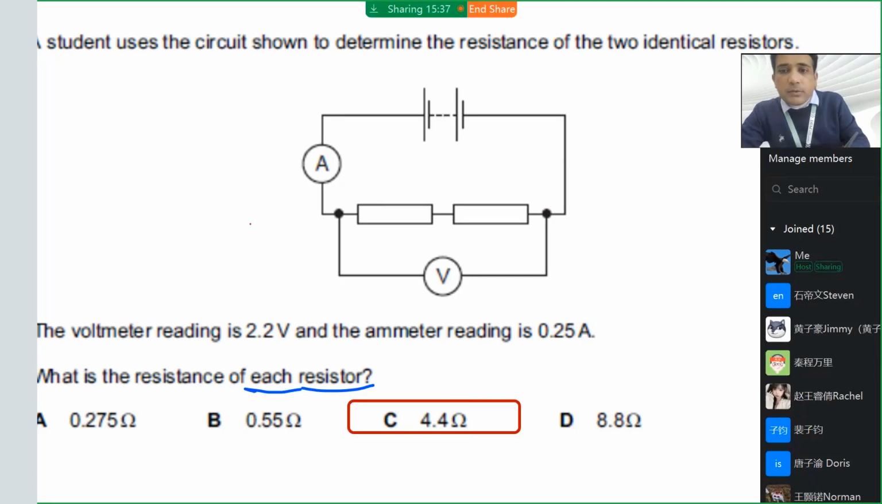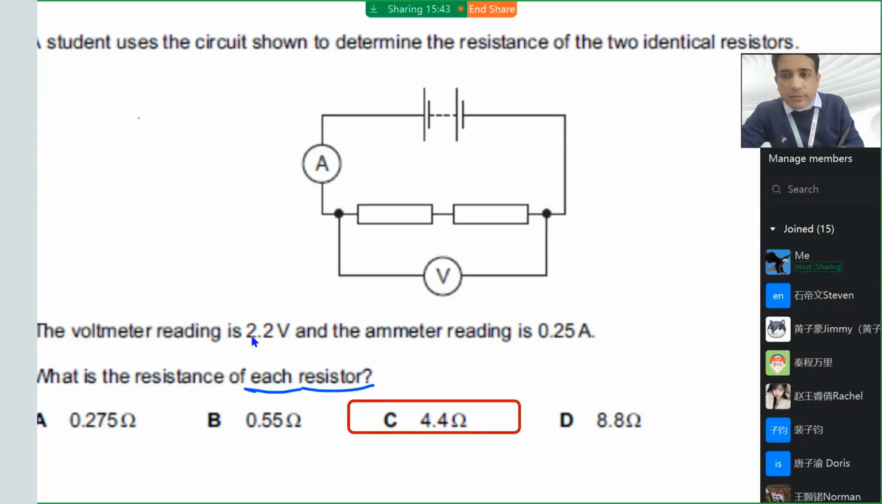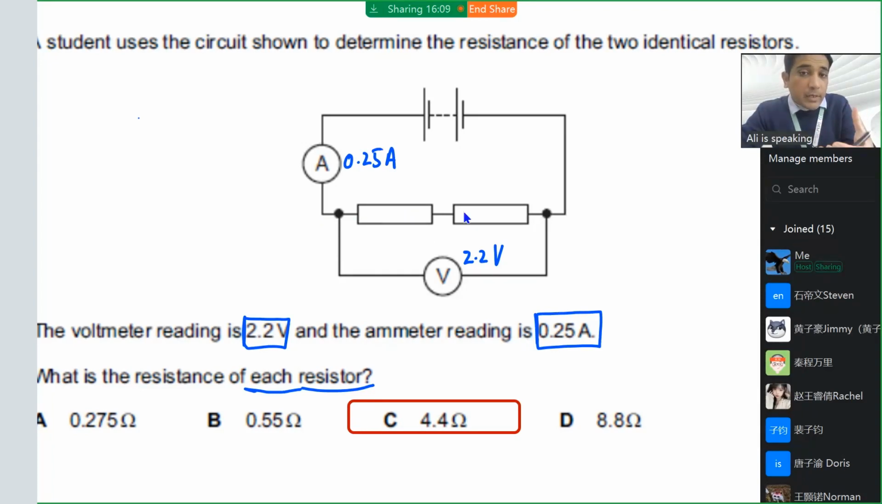For this one, you need to understand it is given that the voltmeter reading is 2.2. So the voltmeter reading is given, that is 2.2. And the current passing through the ammeter is also given, that is 0.25. So this reading is given to you, that is 2.2 volts, and this reading is given on this ammeter, that is 0.25 amps. Now we have two resistors. We have the potential difference across them and we have the current passing through them.